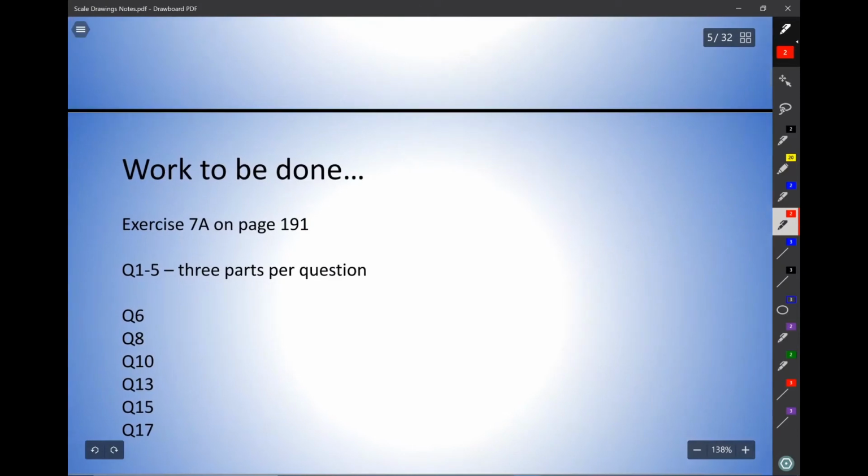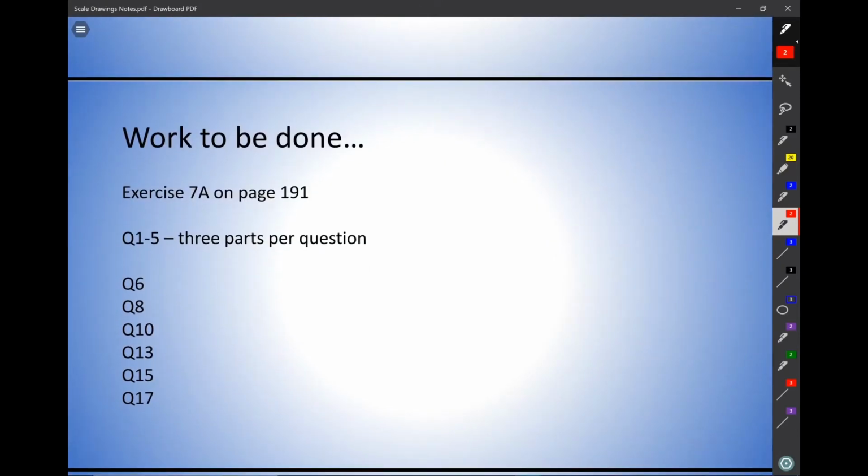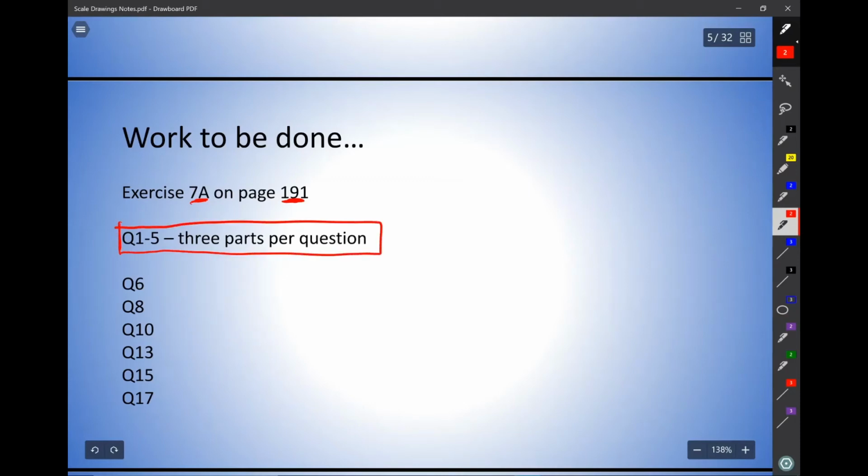But for now, you guys are going to go back to our textbook, page 191. For the first 5 questions, each of them has a number of parts. I want you to do 3 parts per question. And then there's a list of questions here for you to complete from the remainder of the exercise.